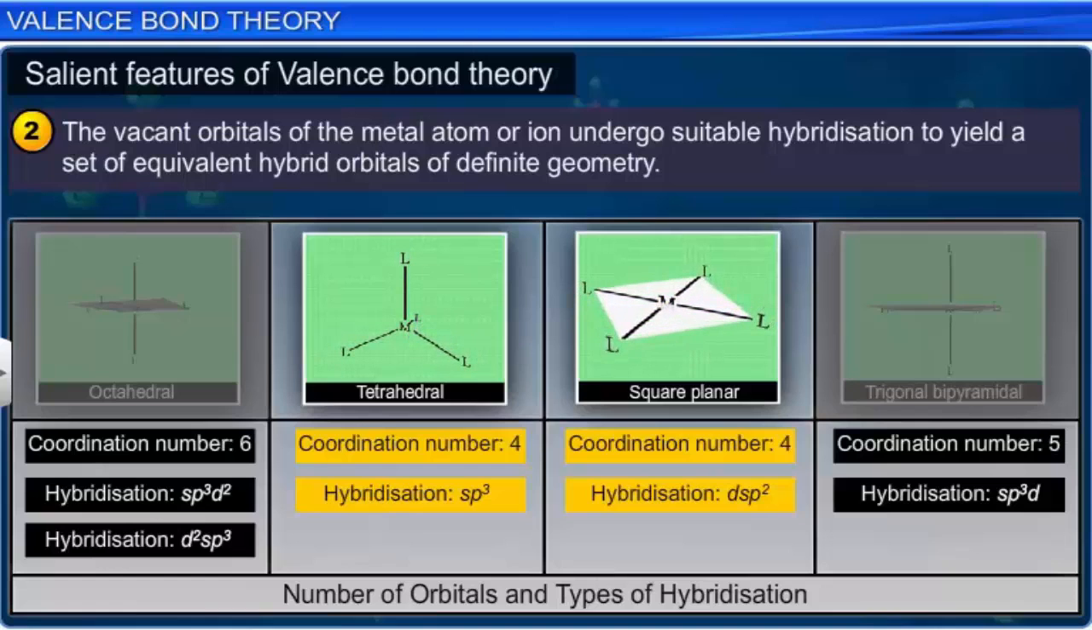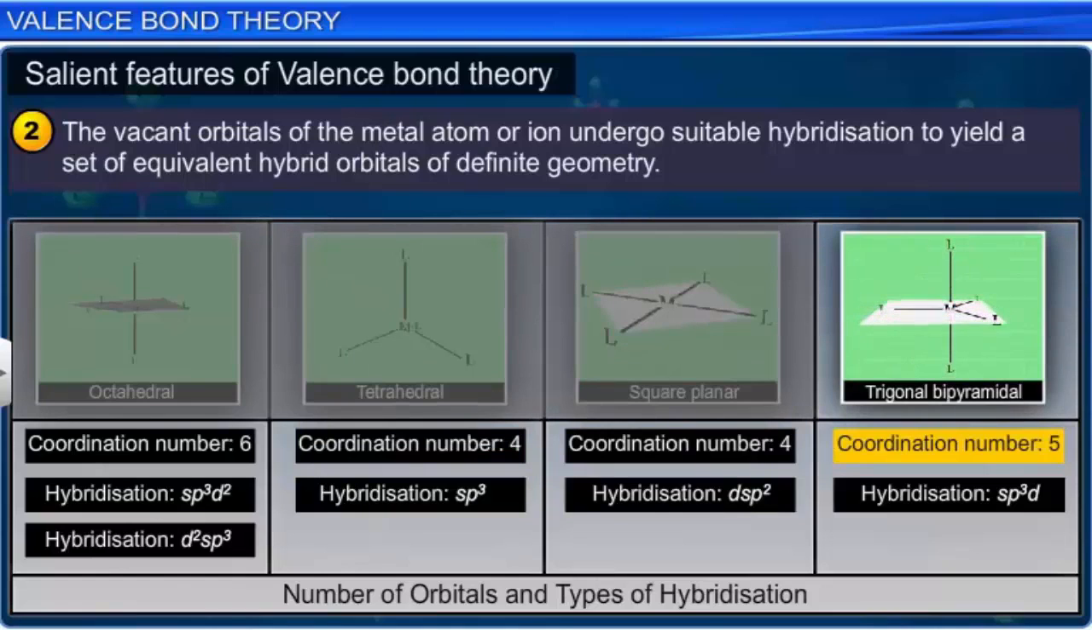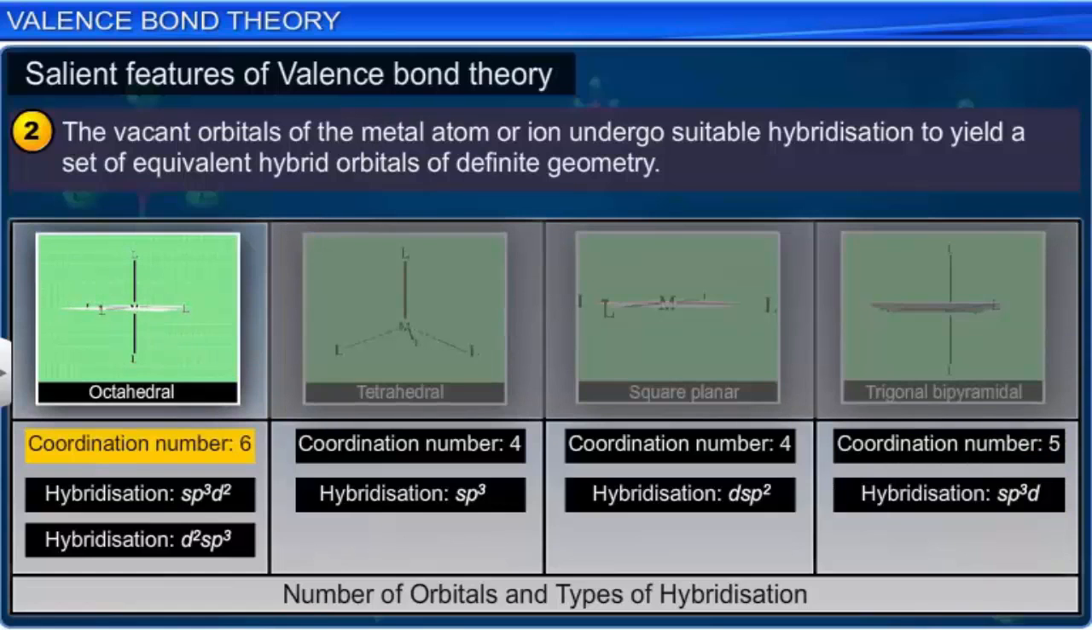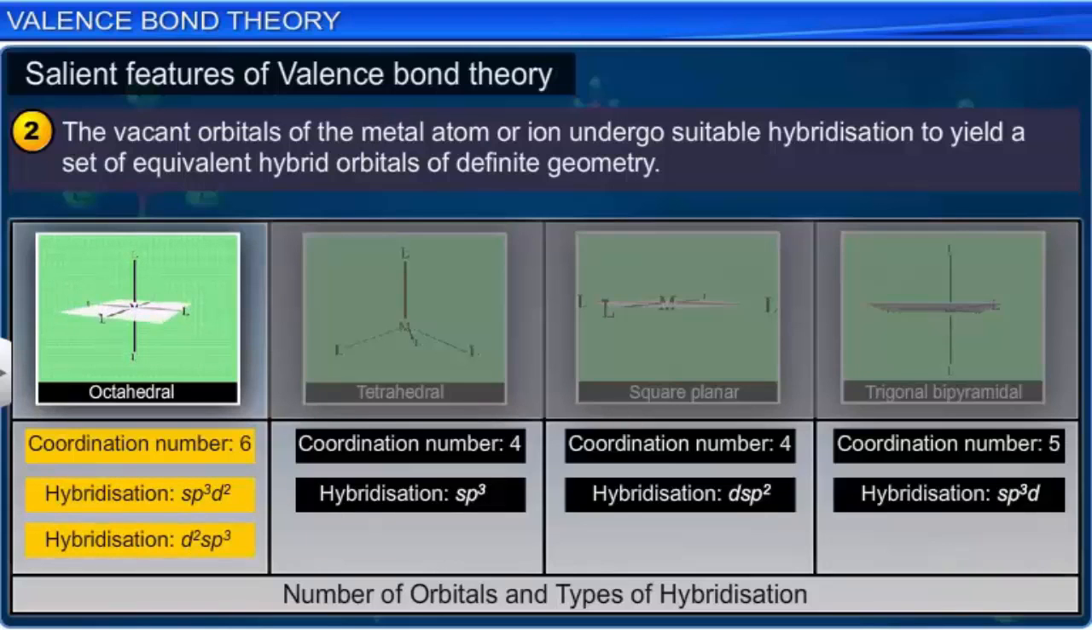When the coordination number is 5, the metal ion undergoes sp3d hybridization, and the complex has trigonal bipyramidal geometry. When the coordination number is 6, the metal ion may undergo either sp3d2 or d2sp3 hybridization. In either case, the complex has octahedral geometry.